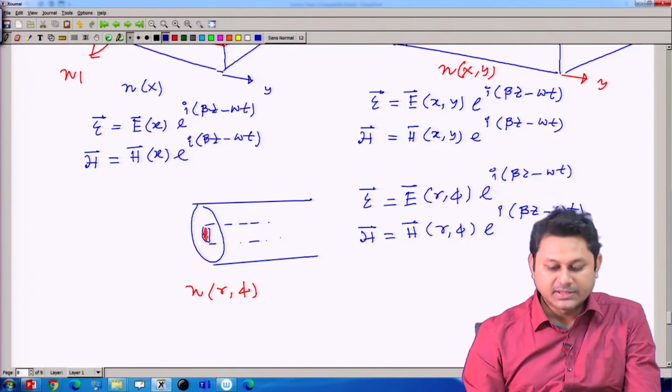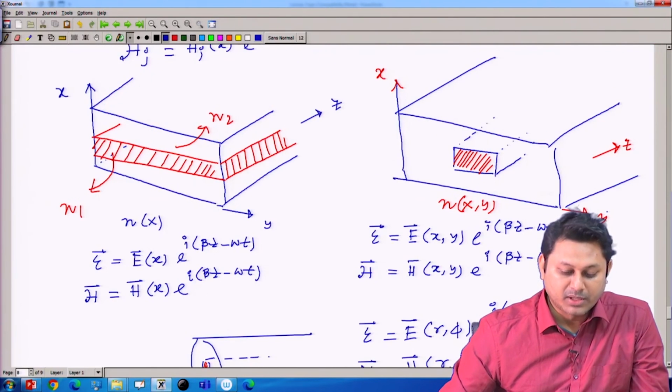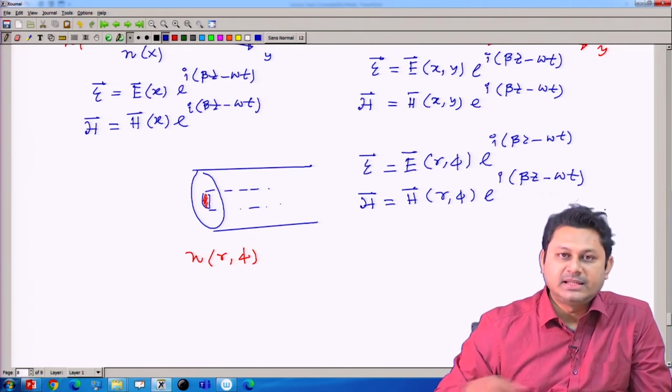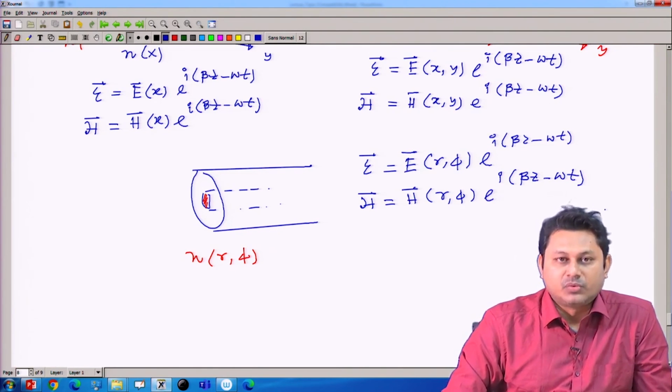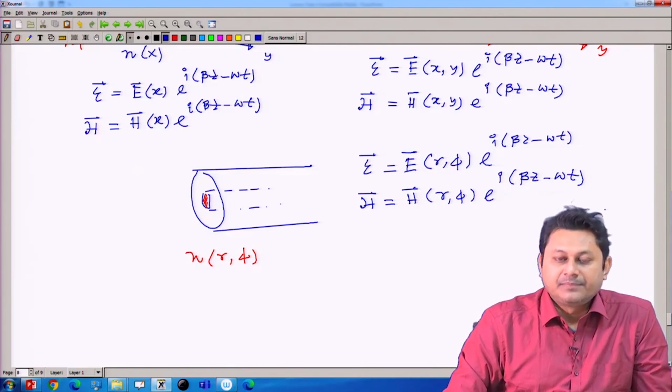Today we do not have much time to go forward, so I am going to conclude my class here. In the next class we will study in detail the mode distribution and calculate the modes for a very simple planar waveguide.